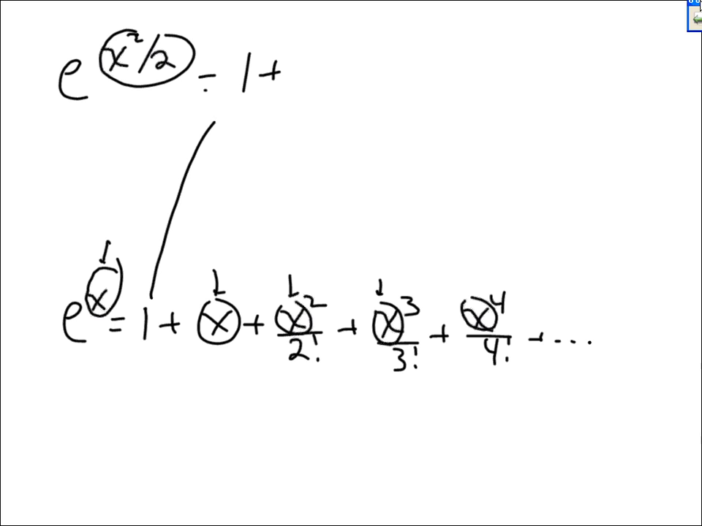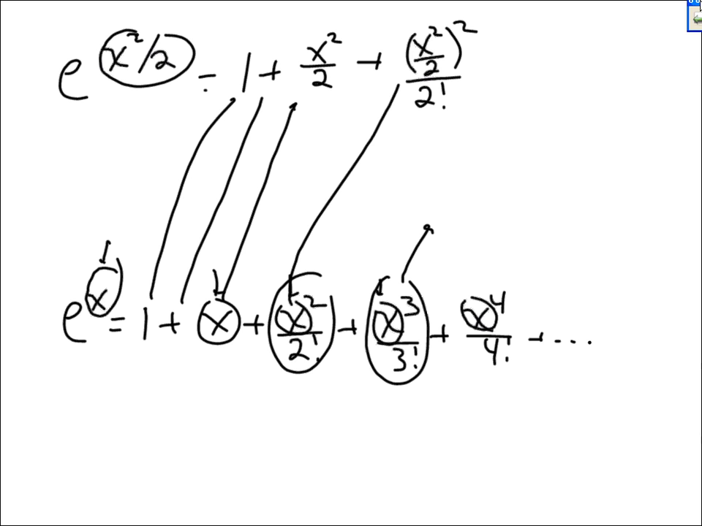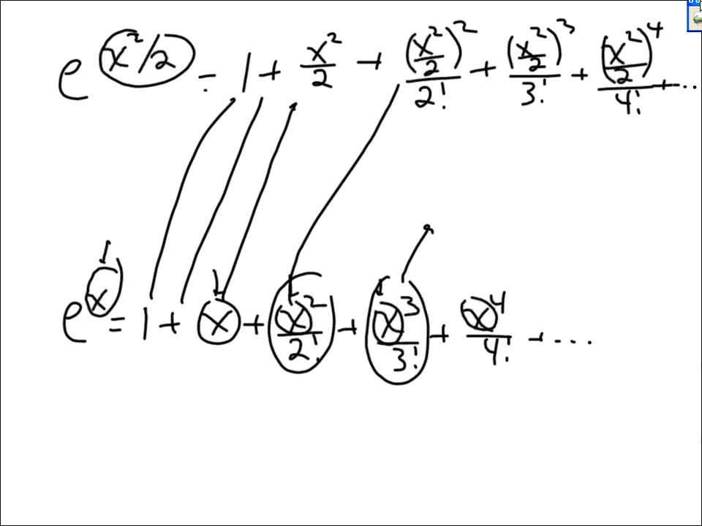It will be 1 plus, instead of x, you write x squared over 2. Plus, instead of x, you write x squared over 2. Do not forget to square it and divide it by 2 factorial. Whatever being done to these x's, you do to x squared over 2. That is, next I'm going to take x squared over 2, I'm going to triple it, divide it by 3 factorial. I'm going to raise it to the 3rd power, not triple. I'm going to raise it to the 4th power, and then divide by 4 factorial. I'm going to do that forever.